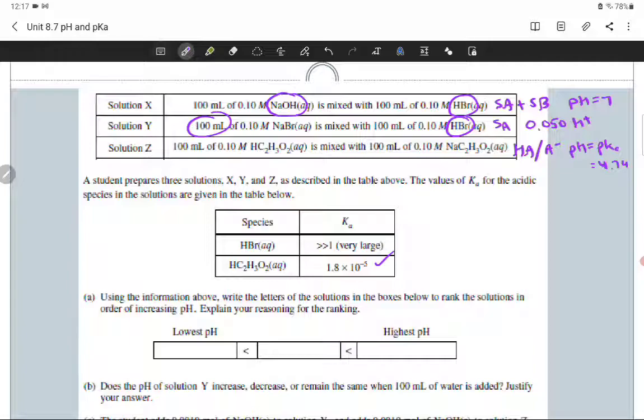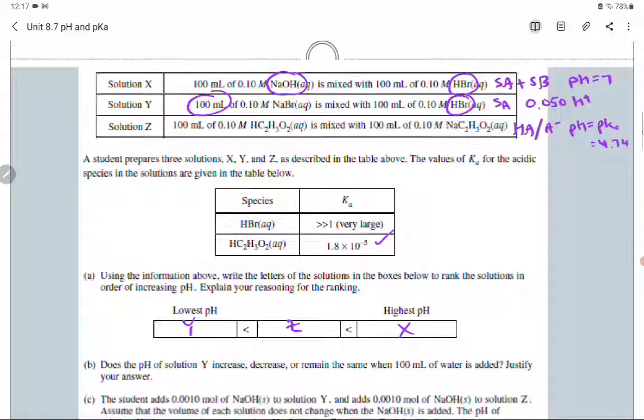A says rank them from lowest to highest. I think we said it was going to be solution Y. And then I guess 4.74 is lower than pH 7. And we can visit these answers. I have all the answers on here also.